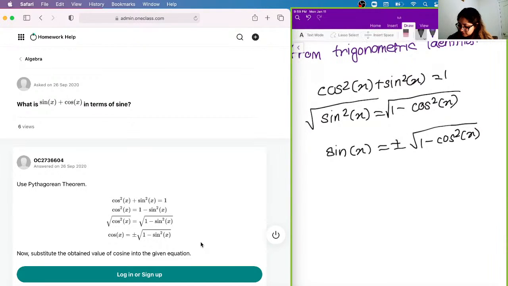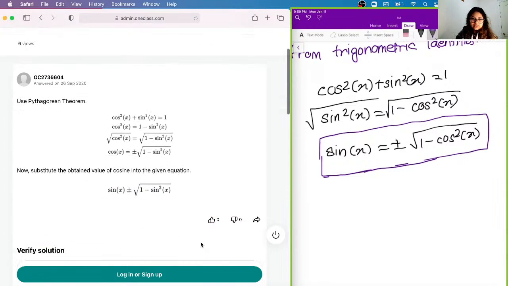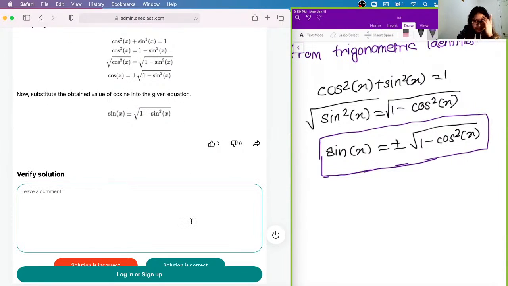So it would be sine of x is equal to plus minus square root of 1 minus cos squared x.